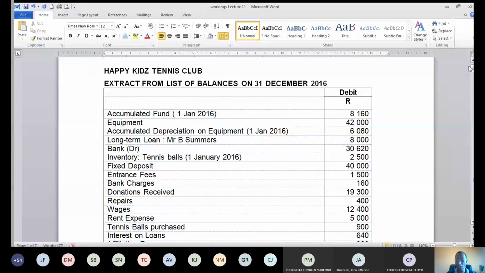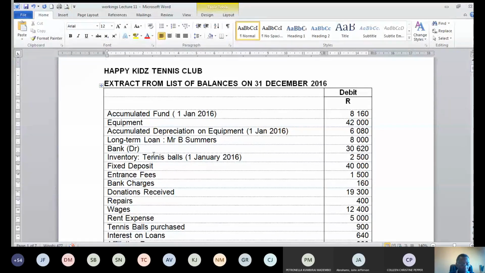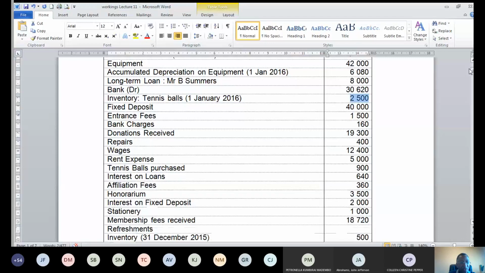And as you can see there, guys, accumulated fund. Just remember that when we speak about the accumulated fund, it is nothing else but your equity account. Sometimes they will also call that capital fund. So you've got accumulated fund and equipment and accumulated depreciation. There's a loan, there's a bank, there's inventory of tennis balls. Inventory of tennis balls says that at the beginning of the financial year, that was the value of the tennis balls that was left there. We will start the year with that value of tennis balls. We've got a fixed deposit.